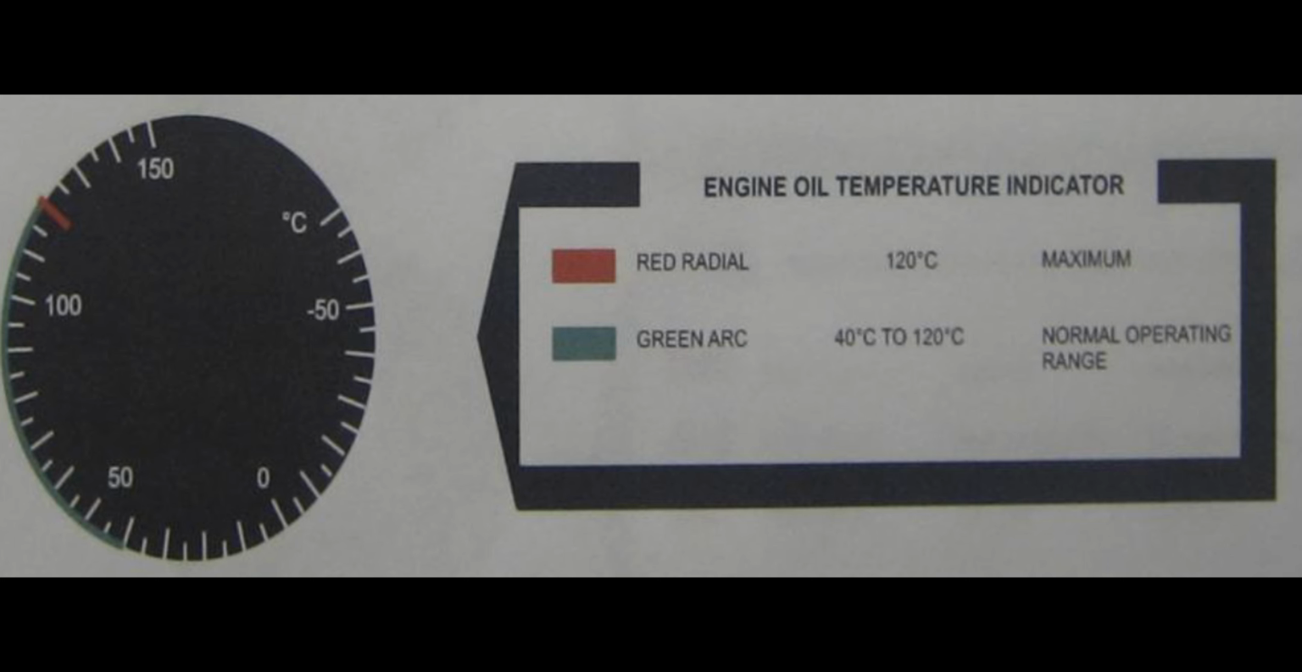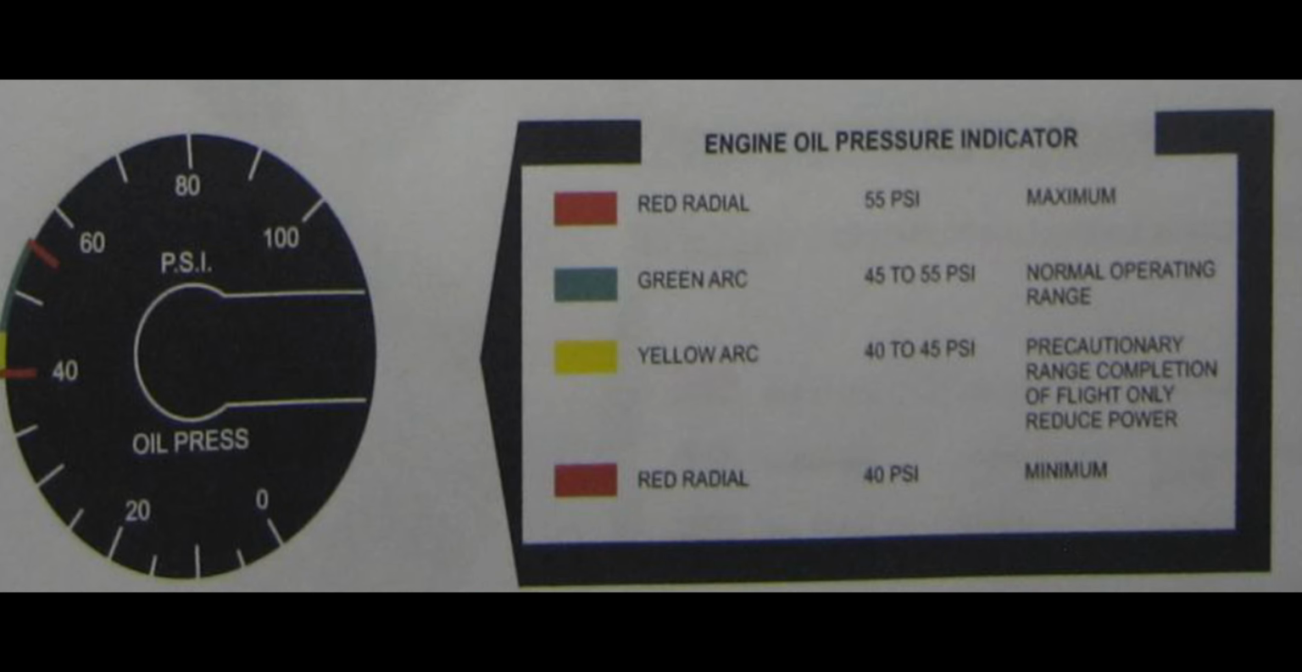Engine oil temperature indicator. Maximum 120 degrees Celsius, red radial line. Normal operating range 40 degrees Celsius to 120 degrees Celsius, green arc. Engine oil pressure indicator. Maximum 55 psi, red radial line. Normal operating range 45 to 55 psi, green arc. Precautionary range 40 to 45 psi, yellow arc. Minimum 40 psi for flight, red radial line. Note: 20 psi minimum for ground idle.